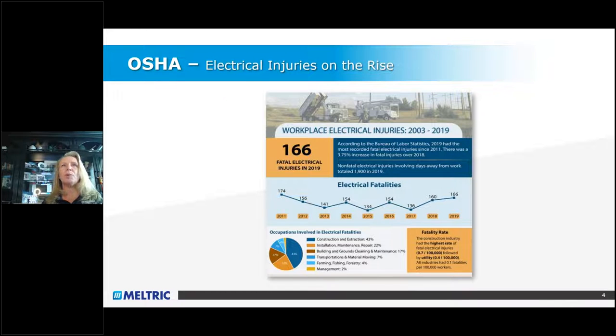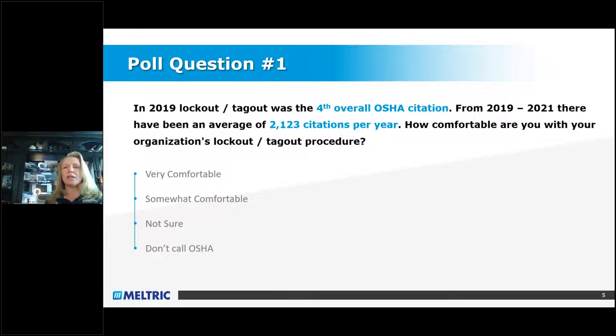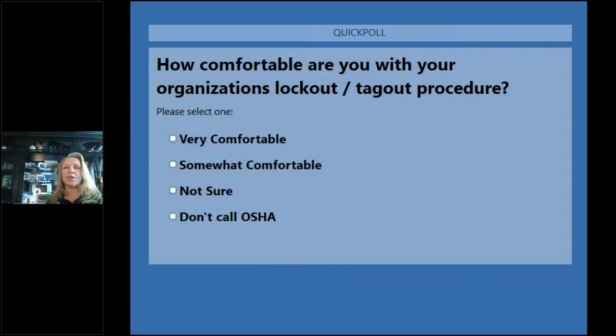So we're going to start a poll now that you can answer. In 2019, lockout tagout was the fourth overall OSHA citation. From 2019 to 2021, there have been an average of 2,123 citations per year. How comfortable are you with your organization's lockout tagout procedure? Do you feel very comfortable, somewhat comfortable, not sure, or would you like us to please not call OSHA because you know it's not very good? The poll is open, and I'll wait for a few minutes while you answer the question.